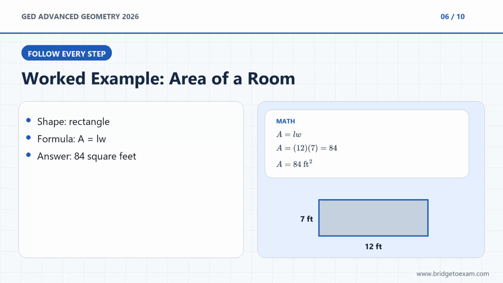Let's do a full example together, slowly. A room is 12 feet long and 7 feet wide, and we want its area. Step 1. Recognize the shape. It is a rectangle. Step 2. Choose the formula. A equals LW. Step 3. Substitute. A equals 12 times 7. Step 4. Calculate. 12 times 7 is 84. Step 5. The units. Because area covers a flat surface, the answer is 84 square feet, not just 84 feet. Notice how the units carry the meaning.